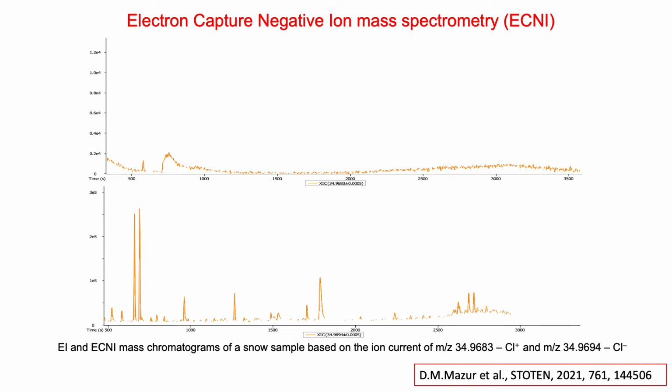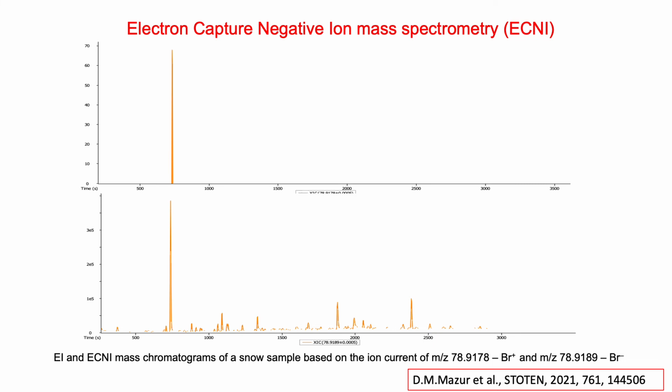For example, you are interested in chlorinated compounds in your mixture. In this case, you reconstruct mass chromatogram using the current of chloride ions. This is reconstructed mass chromatogram in positive mode, electron ionization, almost nothing. It is empty. But in the case of electron capture, look, over 100 individual peaks. And then clicking at any particular peak, you can get information about molecular mass and some structural features of those compounds. Great. Same with bromine.